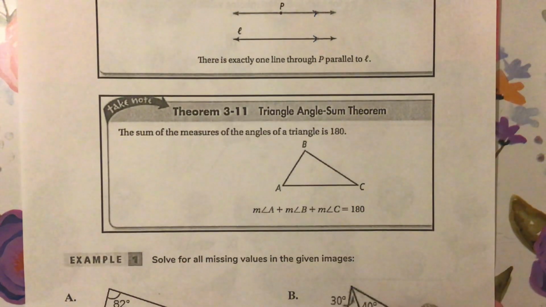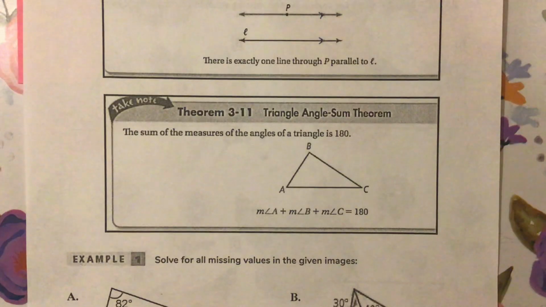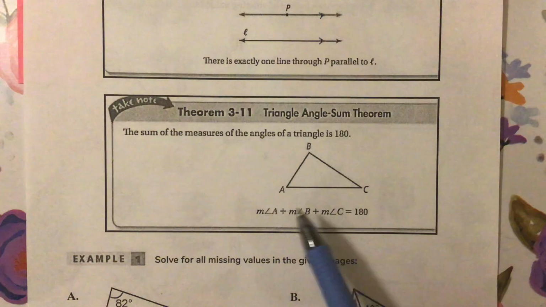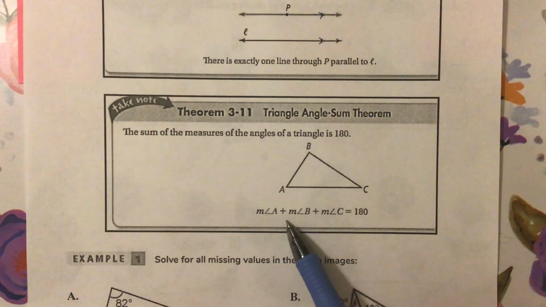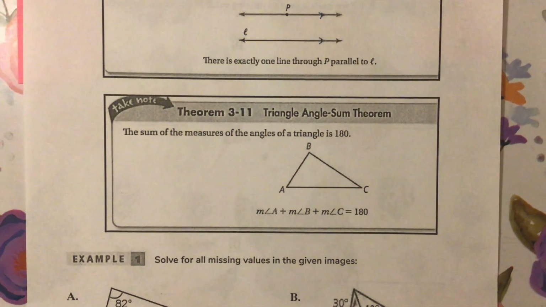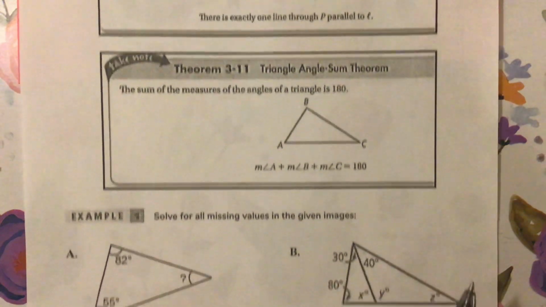Our next theorem is called the triangle angle sum theorem, and it's possible that you've heard of this before, and all it states is that when you add up the insides or the angles of a triangle, they will always add up to 180 degrees. So here we have triangle ABC, and it says the measure of angle A plus the measure of angle B plus the measure of angle C is going to get me 180 degrees. So let's go ahead and put that into action.